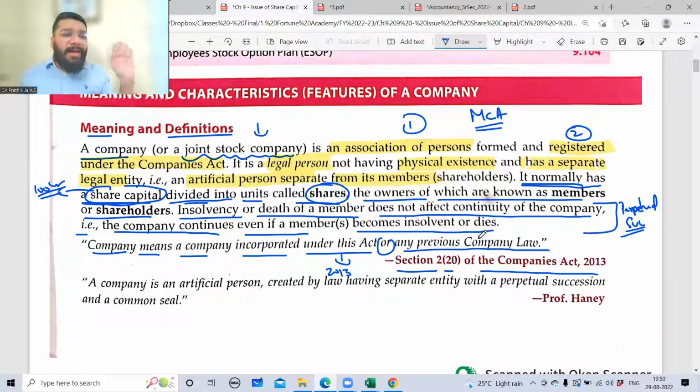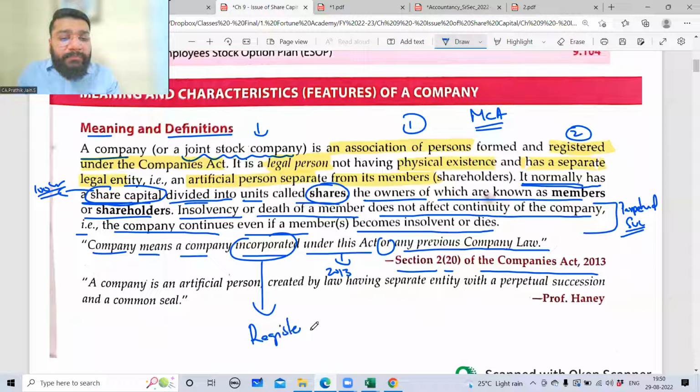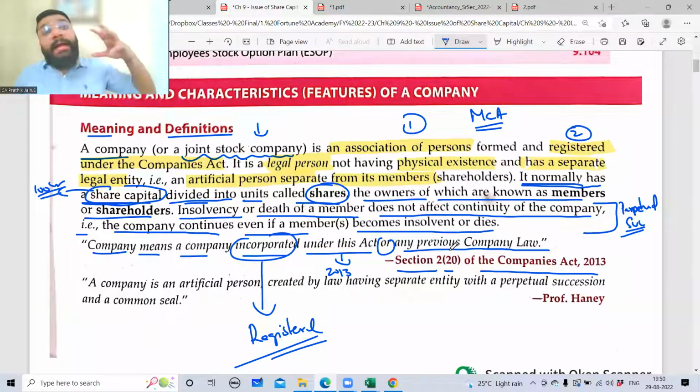Very simple. A company means a company incorporated. Incorporated means, please put a mark here, registered. In a company, registration is mandatory. Registration with MCA, which is a part of government. So companies means companies incorporated under this Act. This Act means the 2013 Act or any previous company law, which means the 1956 company law and previous to that.